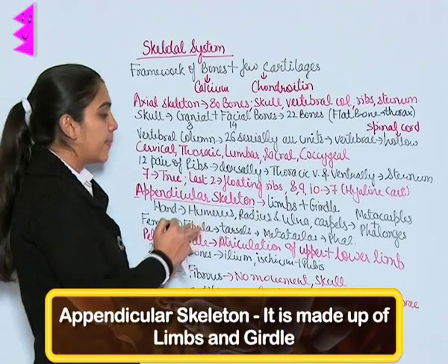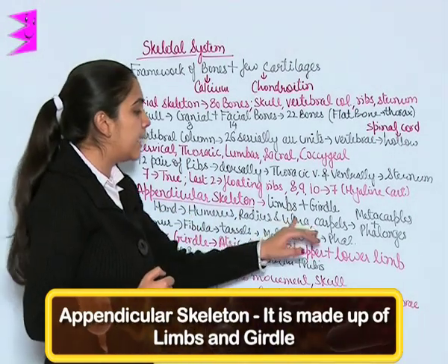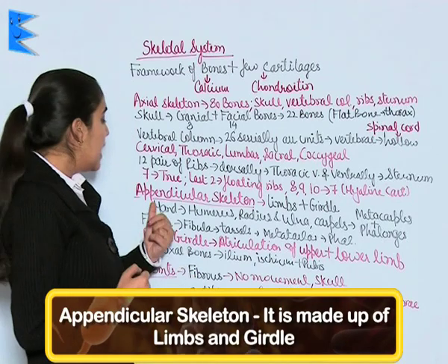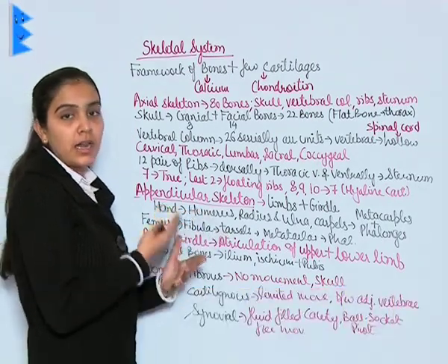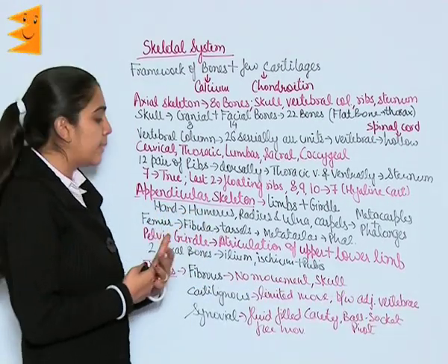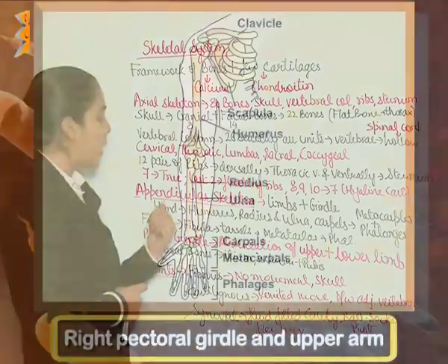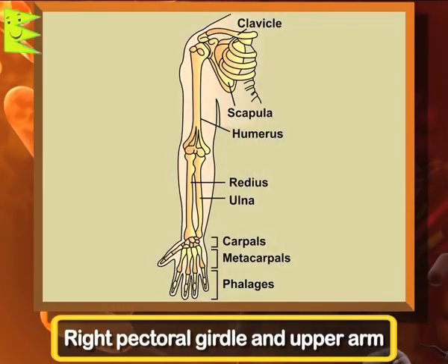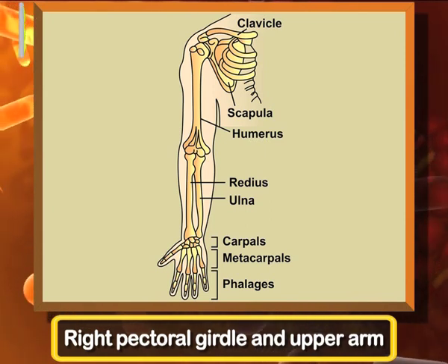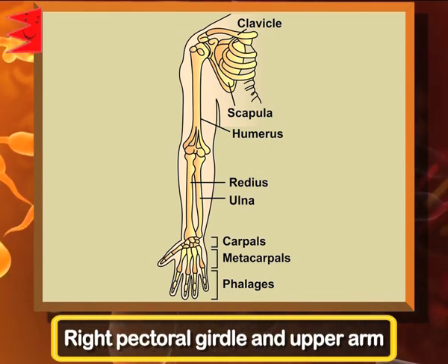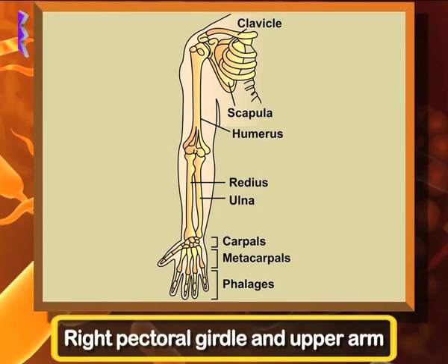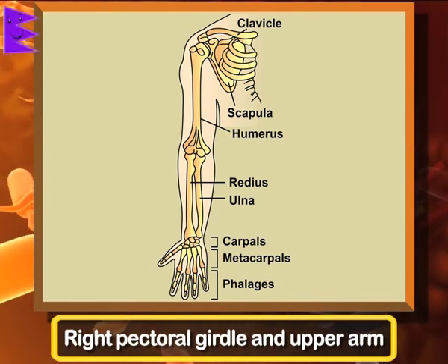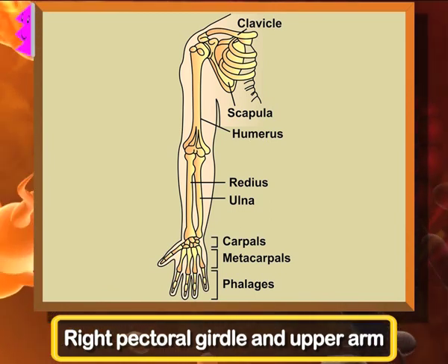Appendicular skeleton. It consists of limbs plus girdle. Limbs are upper limbs and lower limbs. You can see in the diagram, upper limb consists of bones humerus, radius and ulna. Further, in the hand you can see carpals, metacarpals and phalanges.